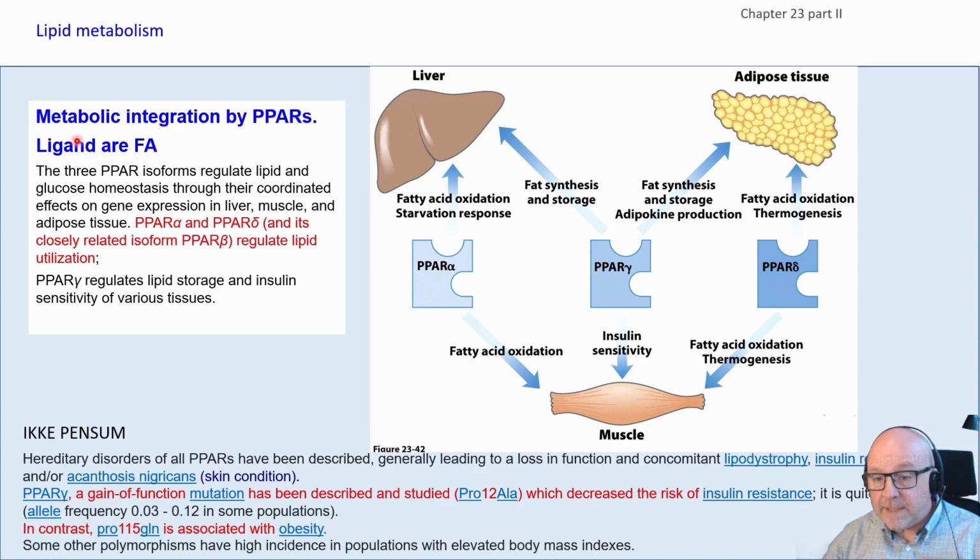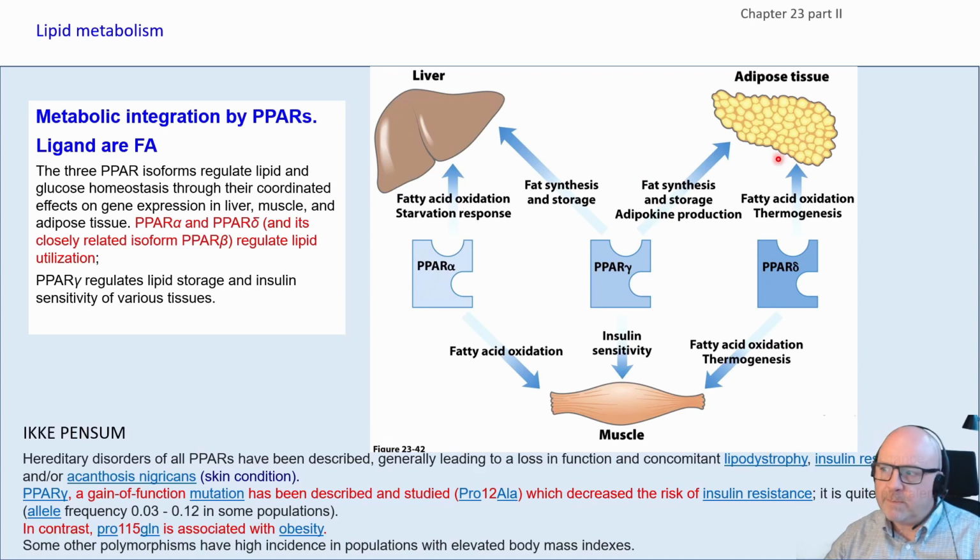So fatty acids act as a ligand to bind to these and trigger transcriptional changes in the nucleus. The 3 PPAR isoforms regulate lipid and glucose homeostasis through their coordinated effects on gene expression in the liver, muscle, and adipose tissue. So PPAR alpha and delta, and its closely related isoform beta, not shown here, regulate lipid utilization. So fatty acid oxidation, response to starvation in the liver, and fatty acid oxidation and thermogenesis in adipose tissue.